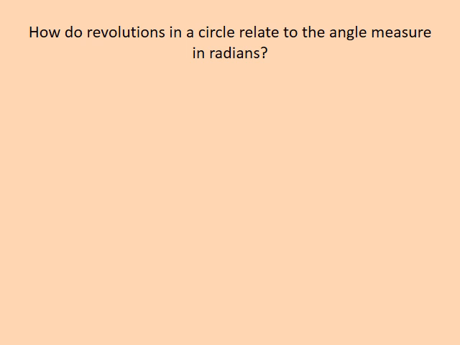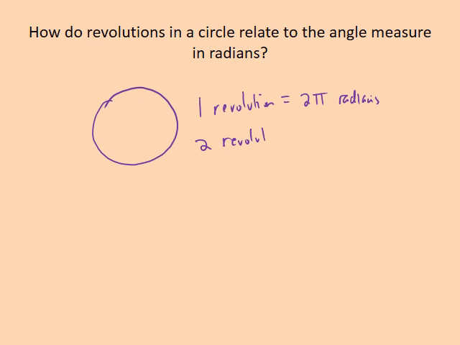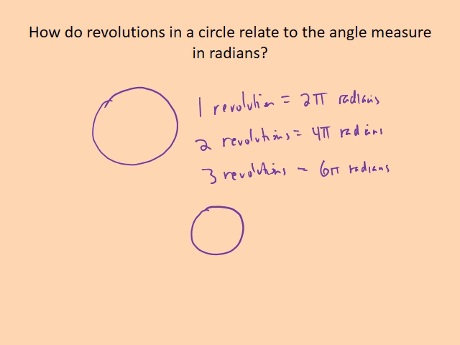How do revolutions in a circle relate to the angle measure in radians? Once around a circle, so one revolution, is 2 pi radians. 2 revolutions is 4 pi radians. 3 revolutions is 6 pi radians. Each time you travel around a circle, the angle is the number of revolutions times 2 pi radians.